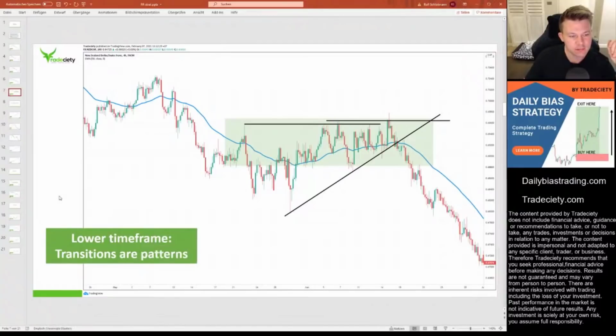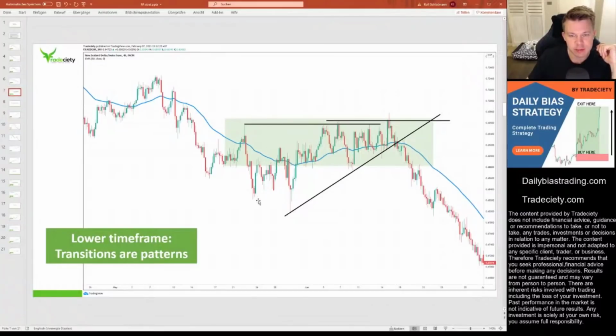Patterns, as I've mentioned many times during other videos and live streams, connect different trending phases. Patterns connect downtrends and uptrends. Patterns also are the foundation in pullback phases. So what you want to make sure is that you can really nicely define patterns during pullback.